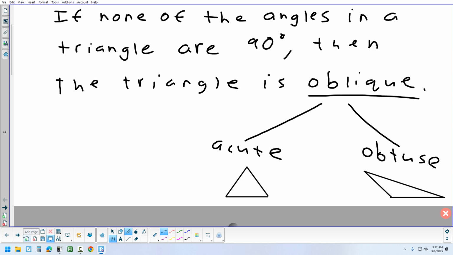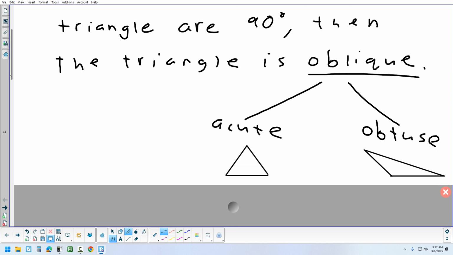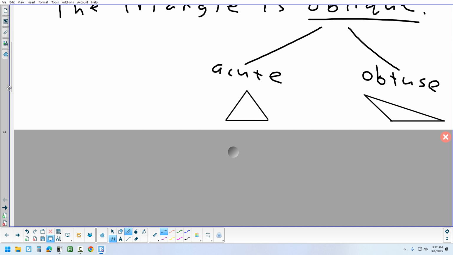Could you have two angles bigger than 90? No, why not? Because the angles have to add up to 180. So if you're going to have an angle bigger than 90, it has to just be one angle, not two, if you're dealing with a triangle on a flat surface. That's everything that we study. We study trig on a flat surface.